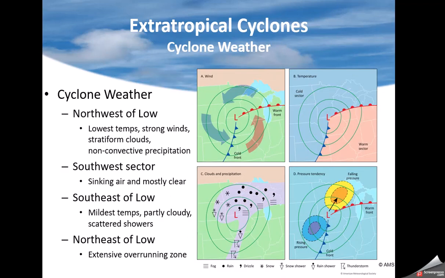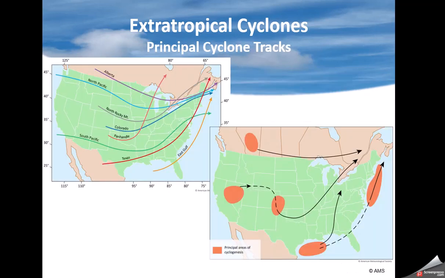You get different kinds of weather in different sectors of the low. If you're in the warm sector, you're going to have more thunderstorms, better chance of maybe severe weather. If you're in the cold sector, you may have more snow. So it depends on which sector of that low as it's going by. And that is one of the biggest problems of forecasting. We want to know exactly where that low is going to pass in relation to your house.